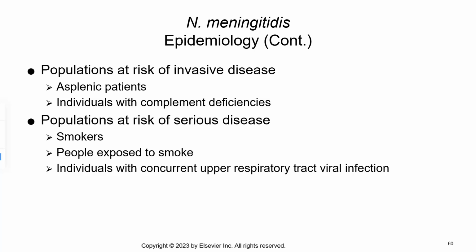Populations at risk: asplenic patients. Asplenic means the absence of a spleen. Anytime you put the letter A in front of something, that's usually the absence of. So asplenic, they don't have a spleen. Individuals with complement deficiencies. Populations at risk of serious disease are smokers, people exposed to smoke, and individuals with concurrent respiratory tract viral infection.